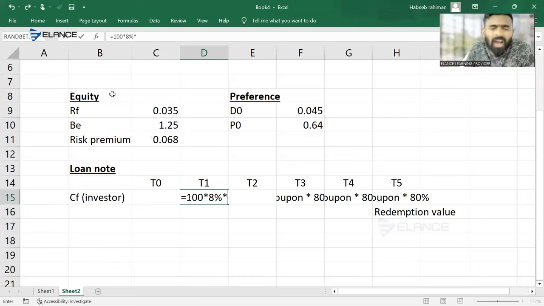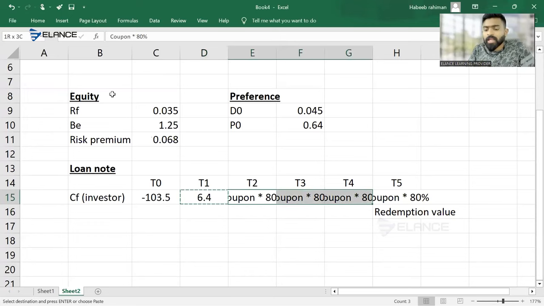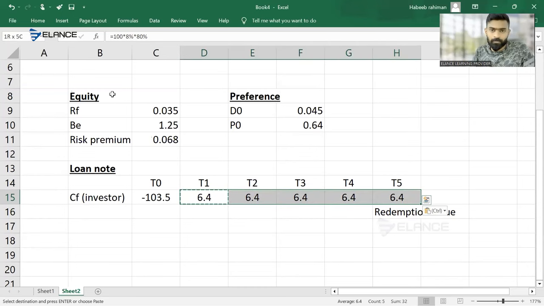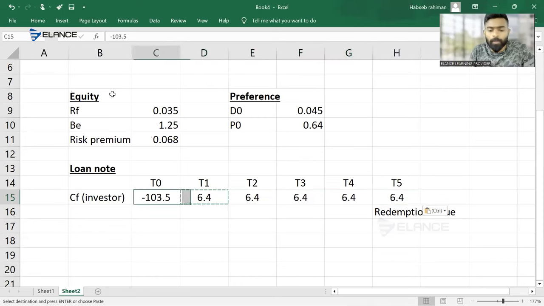But out of this, we have to pay 20% tax. So the rest, net of tax, we are only getting 80%. So this is the coupon interest. This coupon, 6.4 net of tax, we will be getting for the next 4 more years. So 6.4 every year we will get. Plus, in the last year, copy paste this figure, plus we will be guaranteed the redemption value.